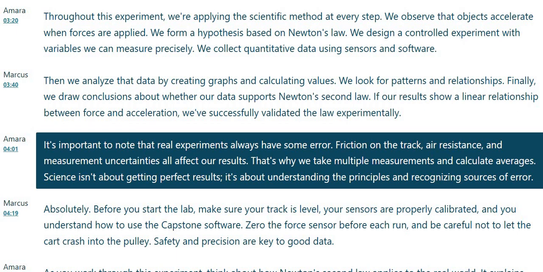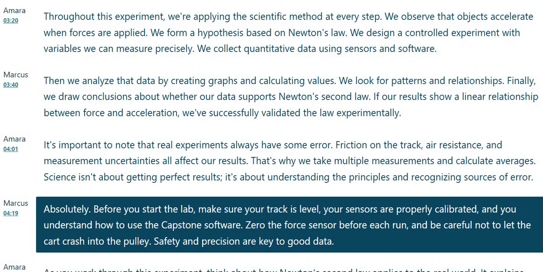It's important to note that real experiments always have some error. Friction on the track, air resistance, and measurement uncertainties all affect our results. That's why we take multiple measurements and calculate averages. Science isn't about getting perfect results. It's about understanding the principles and recognizing sources of error.